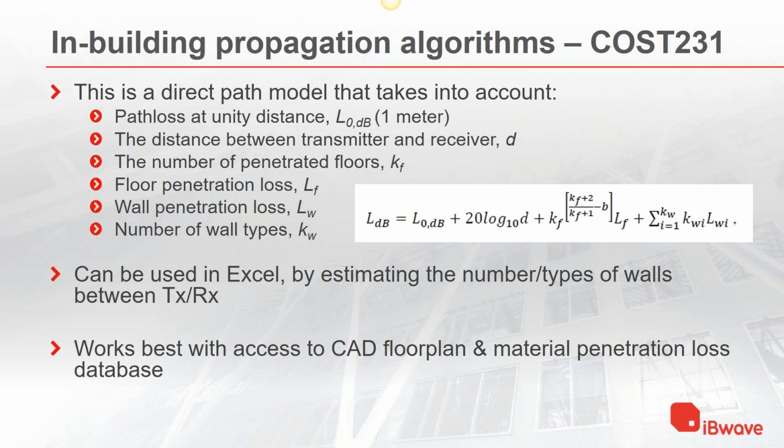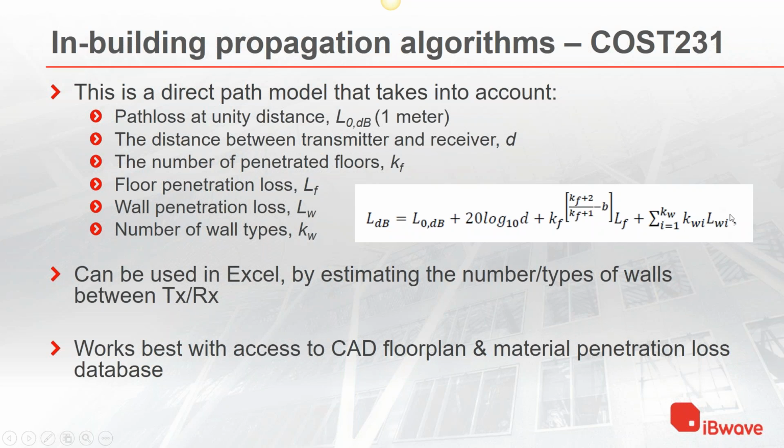The first one is COST 231, and this is a very well-known algorithm that takes into account only direct path. This model has a few different terms that you see in the equation. The first one is the path loss at a distance of 1 meter. The second one is free space path loss, that is a function of a distance. And then what we have is penetration loss. The very last term is penetration loss due to signal penetrating walls.